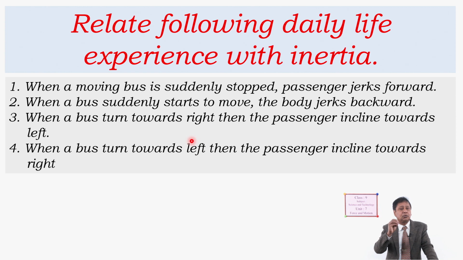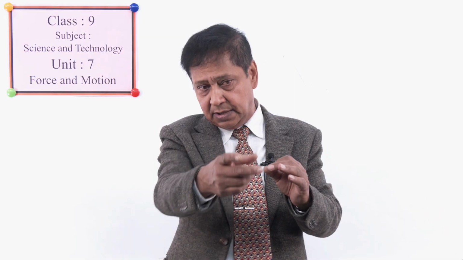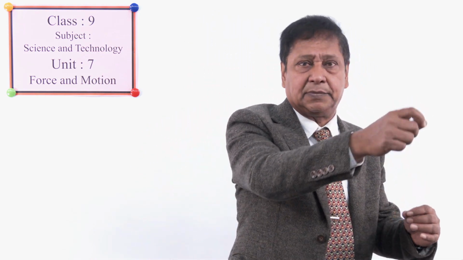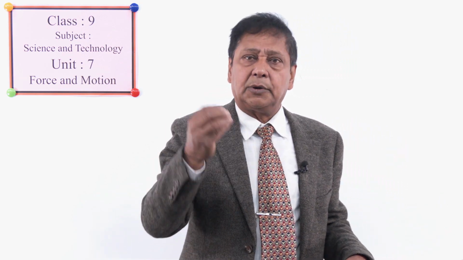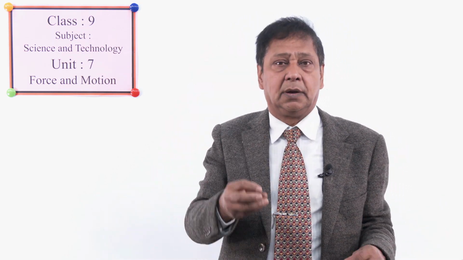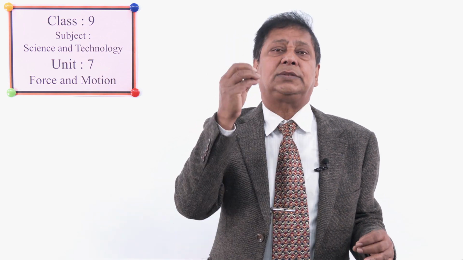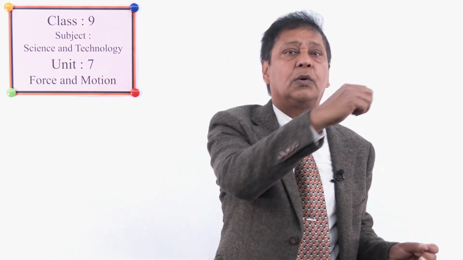When a bus turns towards the left, the passenger inclines towards the right, just the opposite of the previous one. If a bus turns towards the left, but this must be a little stiff turning. A little turning doesn't make any difference to our body, but if the turning is a little stiff, then our body tilts towards the right-hand side. The reason is that the body of the passenger was in motion, and it tends to continue its state of motion, uniform motion in the same straight line, but the bus has turned towards the left.